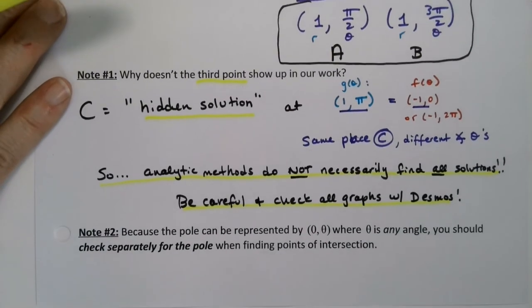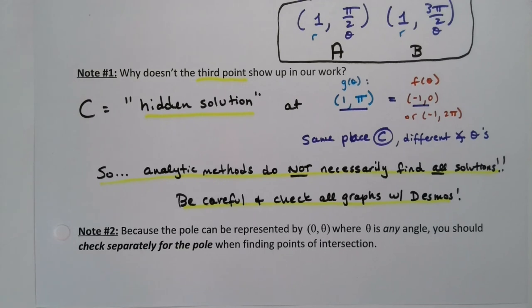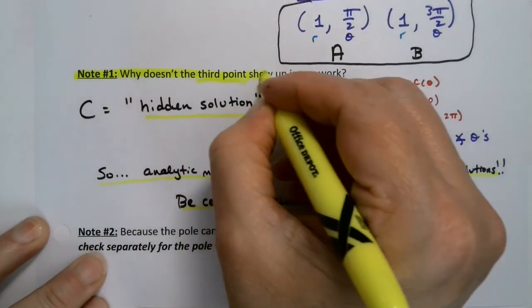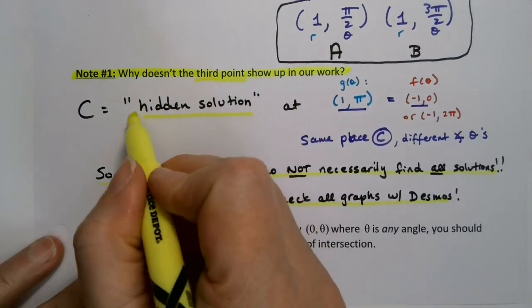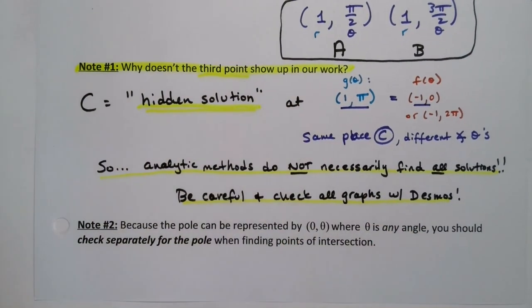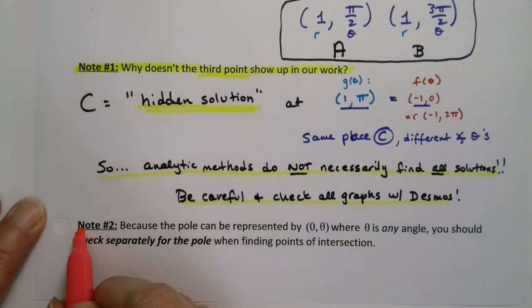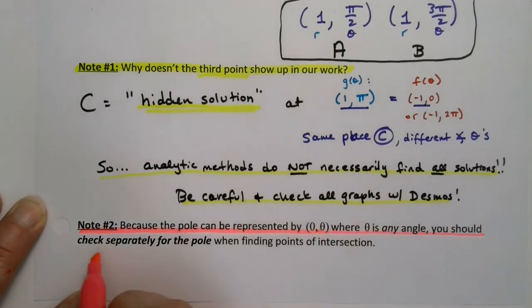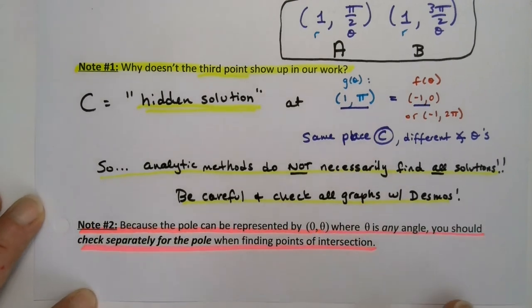Now there's another note to make, watch out. This was note number 1. Note number 1, there's a third point. There can be hidden solutions, right? Hidden solutions are a problem. Note number 2 is that the pole can only be represented by 0 comma theta, where theta is any angle. So you should check separately for the pole when finding points of intersection.